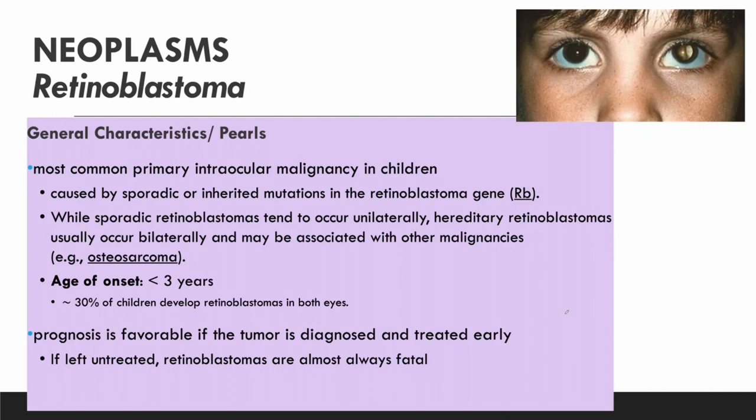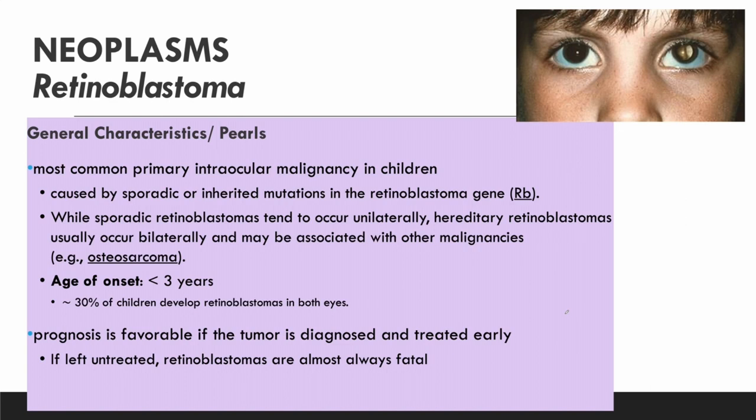One thing we are going to talk about, at least superficially, is retinoblastoma. Retinoblastoma is the most common primary intraocular malignancy in children. It can either be inherited with the retinoblastoma gene, or it can be sporadic or spontaneous. We see the sporadic ones usually unilaterally, whereas the hereditary are more bilateral, and they are also associated with other malignancies like osteosarcoma, and this comes up a lot in vignettes.